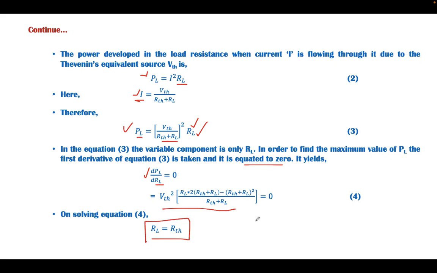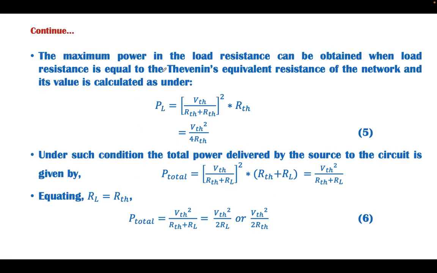Hence the condition for maximum power transfer to the load is defined as: the load resistance must be equal to the Thevenin equivalent resistance of the rest of the network. Now, the maximum power in the load can be obtained when the load resistance equals the Thevenin equivalent resistance of the network, and it is calculated by using this equation. We know this is nothing but the current in the circuit, because RTH and RL are both equal and RL is replaced by RTH. Hence we can say the power delivered to the load is VTH square upon 4 RTH, and this power is the maximum power, PL max.